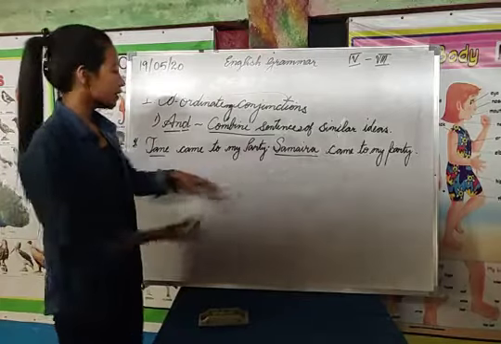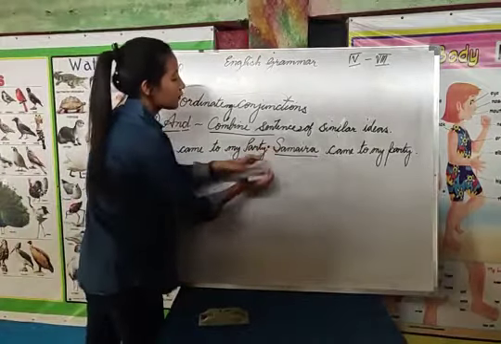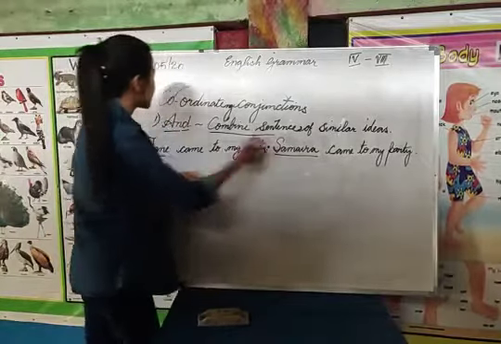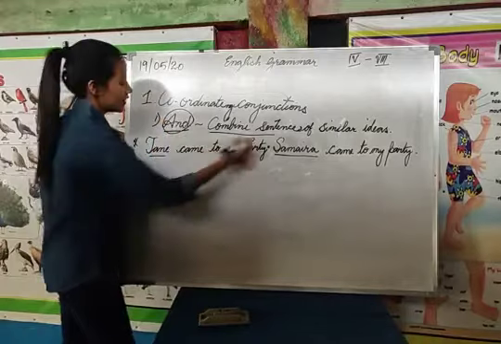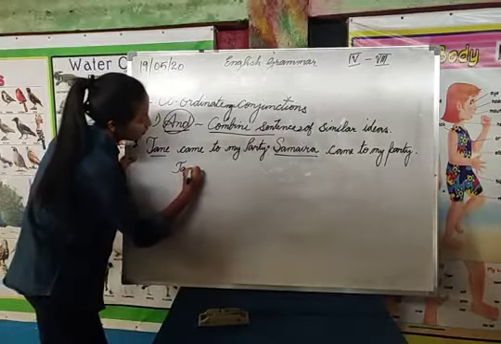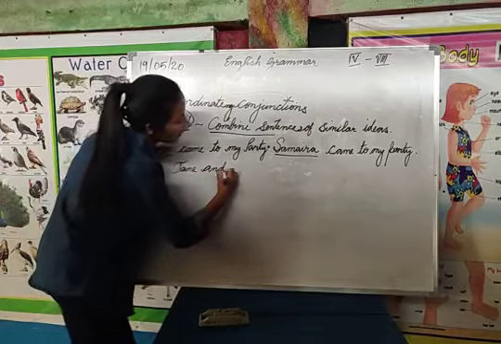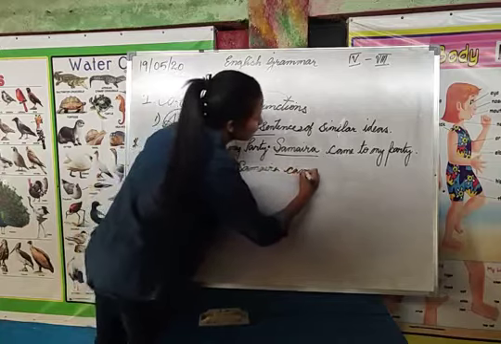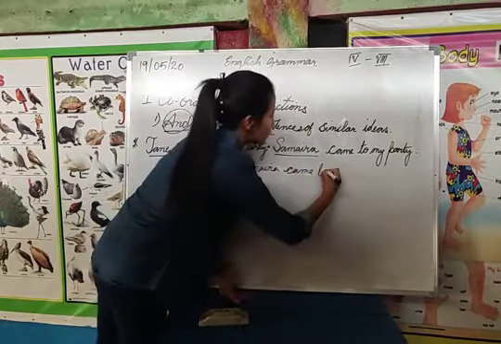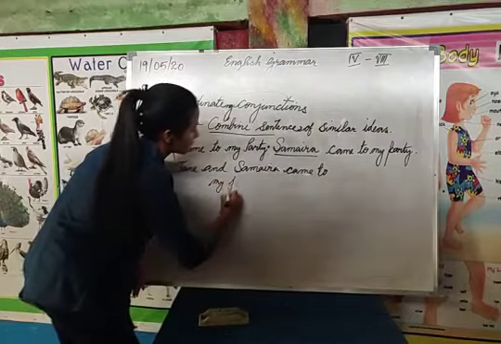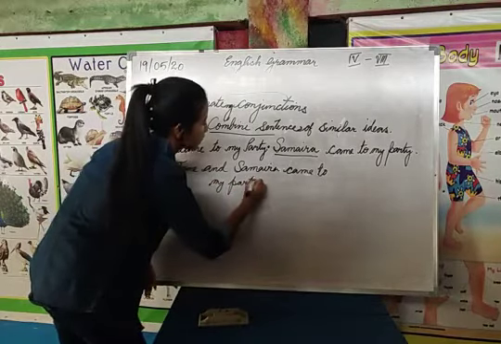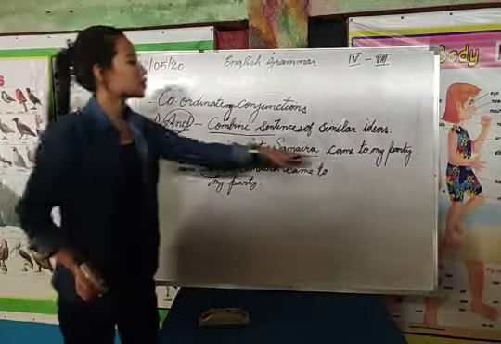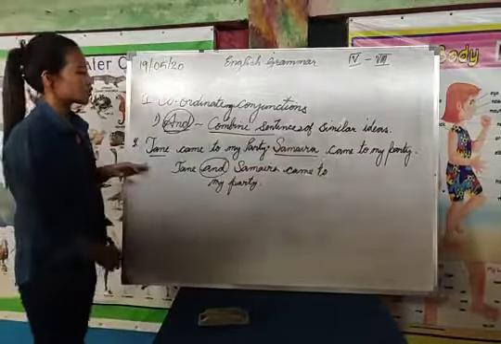Yes or no? So here, it's because of this full stop that these two sentences become separate. So in order to combine these two sentences, I use the coordinating conjunction and: Jane and Samira came to my party. So I use the coordinating conjunction and over here and combine these two sentences. Easy, right? So let's go to the next.